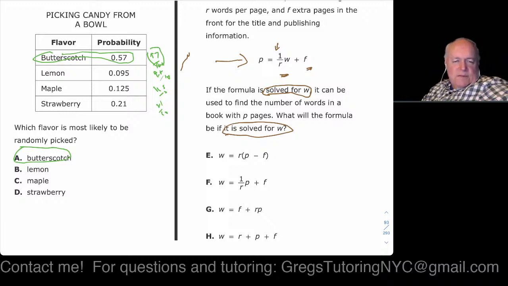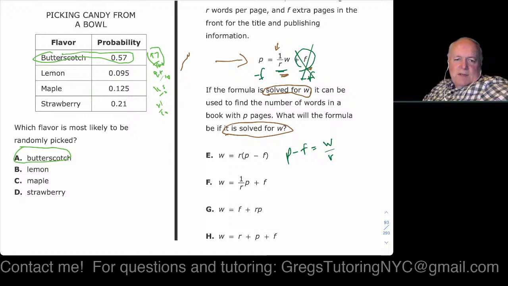So we're going to solve for W. So it seems to me that we're going to leave this term alone and we're going to get rid of this term. So we're going to subtract F from both sides. All right, so this goes away. And now we have P minus F is equal to basically W over R, right? That's 1 over R times W, so that's the same as that. So to solve for W at this point, we have to multiply both sides by R. That cancels. So this becomes that.